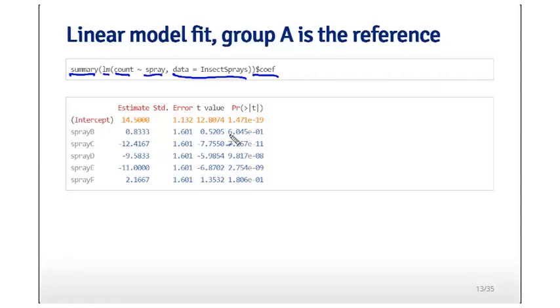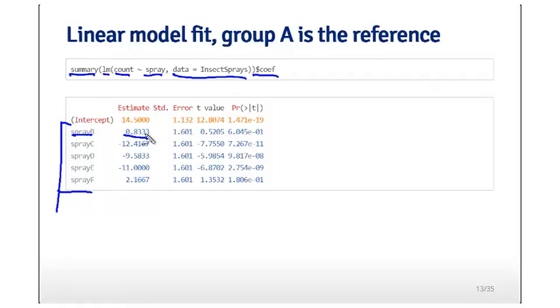Okay, so what's important to note is that right here, it has every spray B, C, D, E, F except A, and that's because R has elected to choose A as the reference category. So this coefficient for spray B is the estimated expected increase in insect count comparing spray B to spray A.